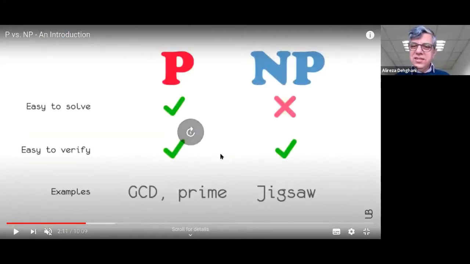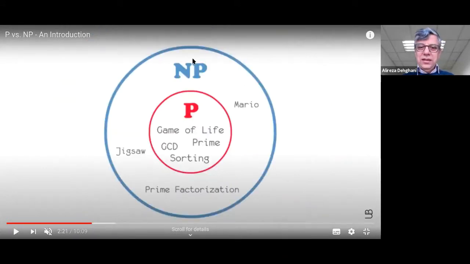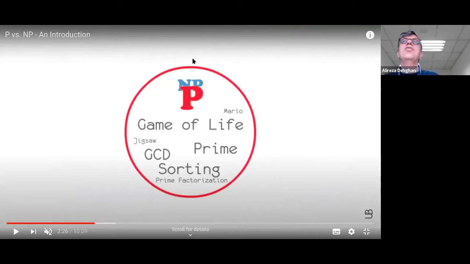So as you can see, that's exactly the same case. It is not easy to solve, but it is easy to verify. So that's the matter of comparison. P is a subset of NP. P problems are the problems which are easy to solve, easy to verify. NP problems are not easy to solve, but easy to verify. So P is a subset of NP. And that's one of the open problems.